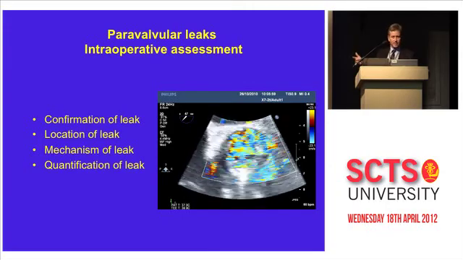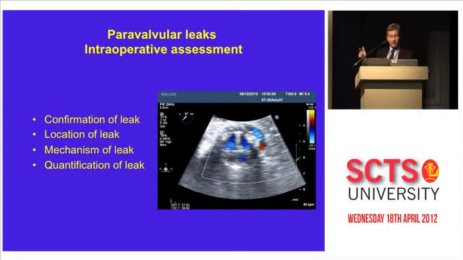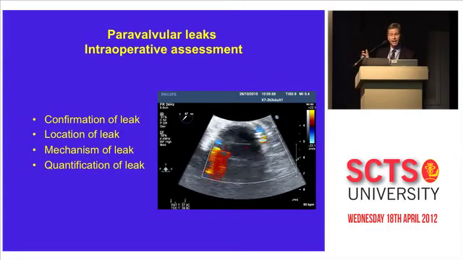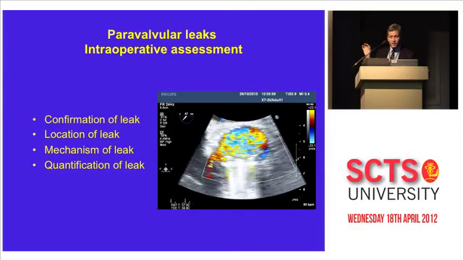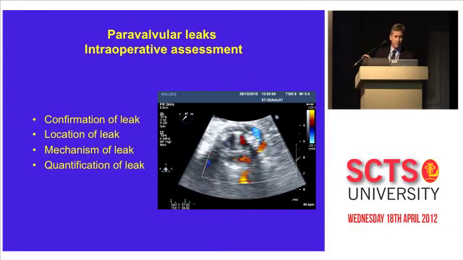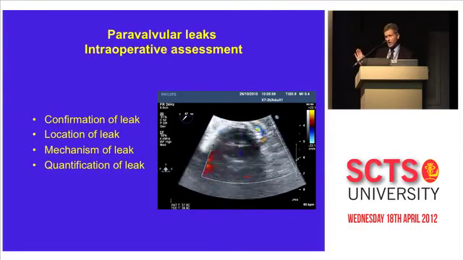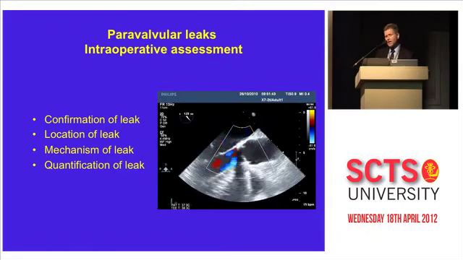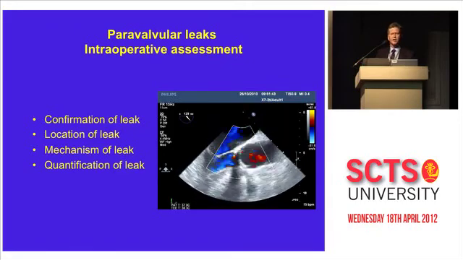Where is it? Will it make a difference to the patient? What is the mechanism of the leak? And we have to quantify it. Will the surgeon have to go back and do something about it, or can we accept it? And remember that we have to look at the whole patient.